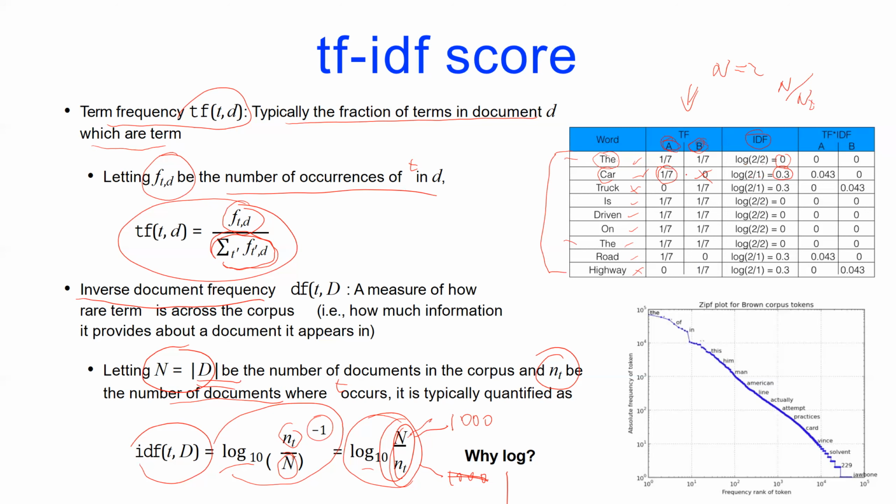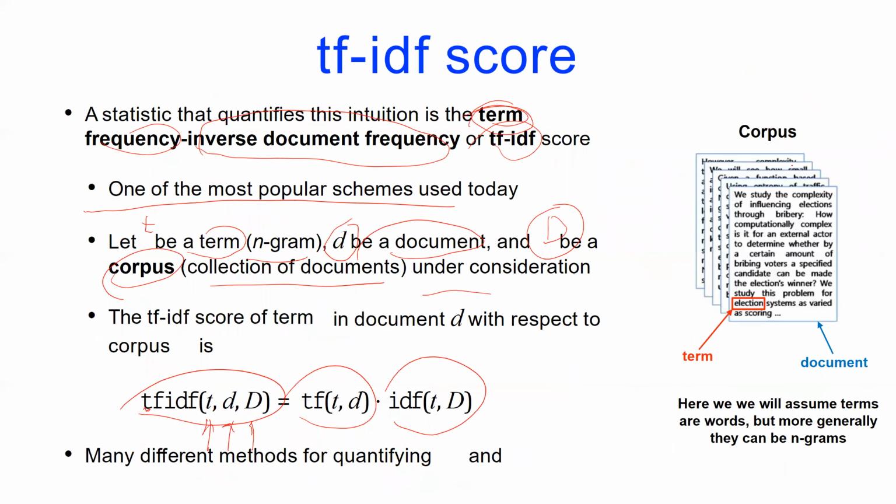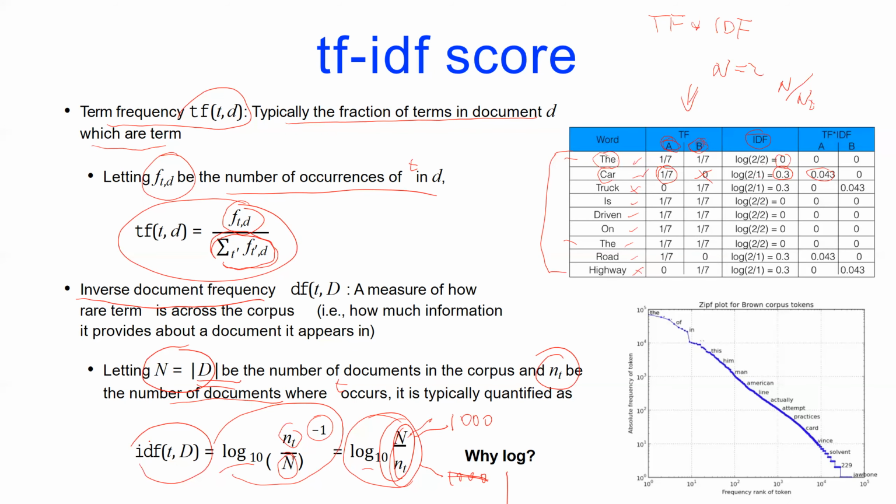Now you multiply TF with your IDF to get your final score. You multiply these two and you will get your final score. All right, so this is how we compute. Does that make sense? The final score is you multiply these two portions. Are we okay? Okay.